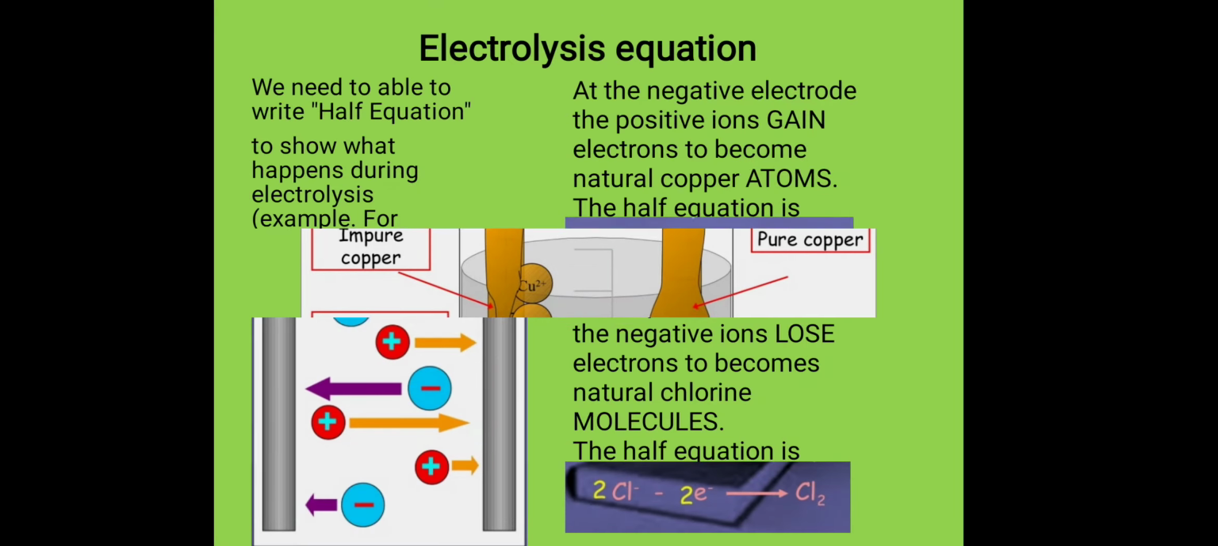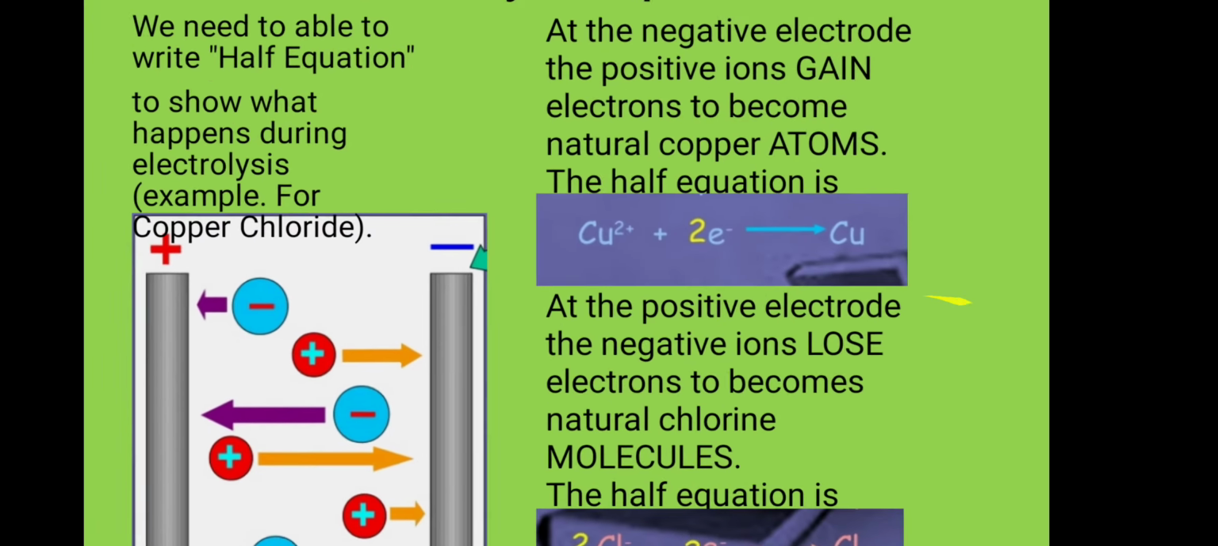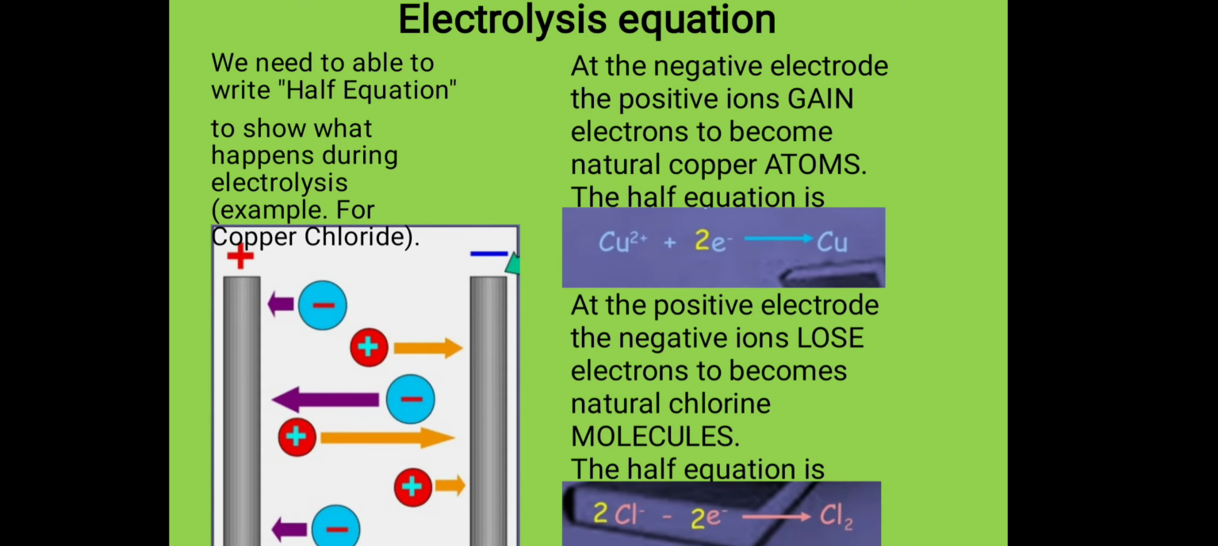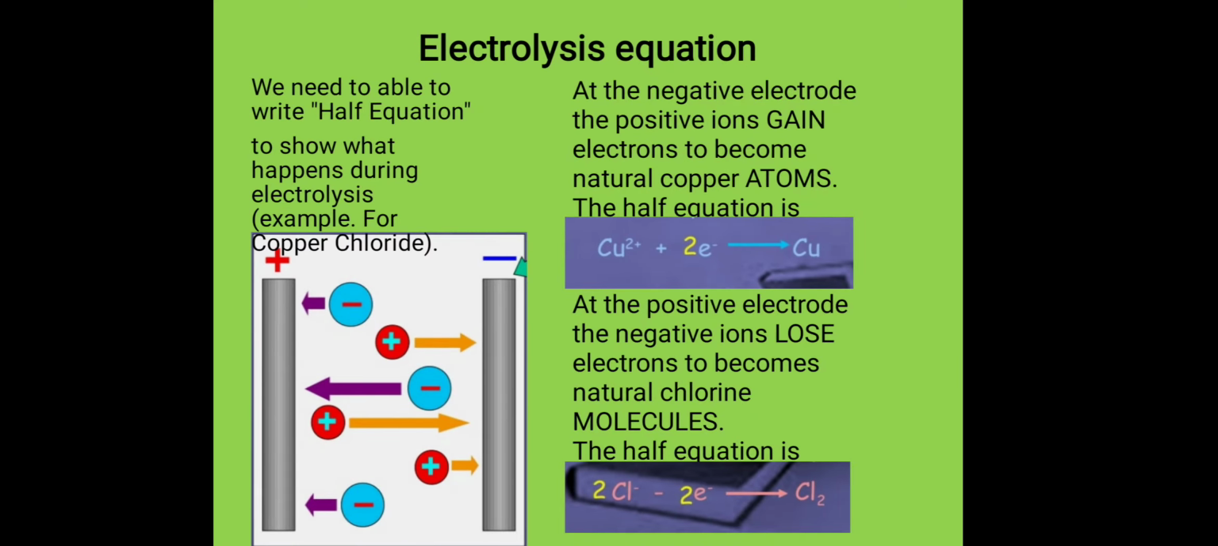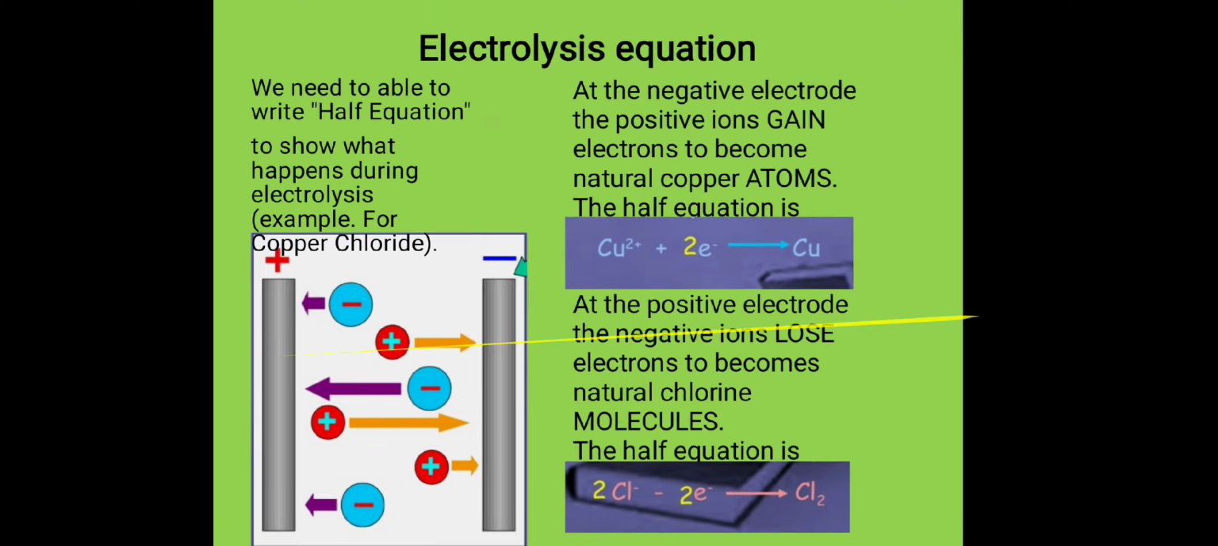Next, electrolysis equations. We need to be able to write equations to show what happens during electrolysis. Example for copper chloride. At the negative electrode, the positive ions gain electrons to become neutral copper atoms. The half equation is Cu2+ plus 2 electrons gives Cu. At the positive electrode, the negative ions lose electrons to become neutral chlorine molecules. The half equation is 2Cl- minus 2 electrons gives Cl2.